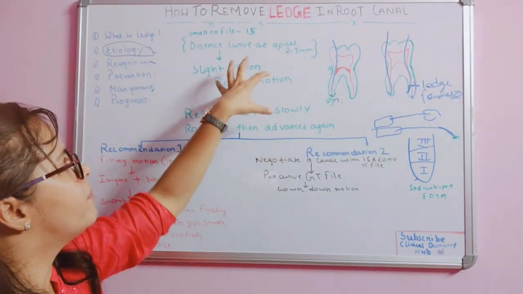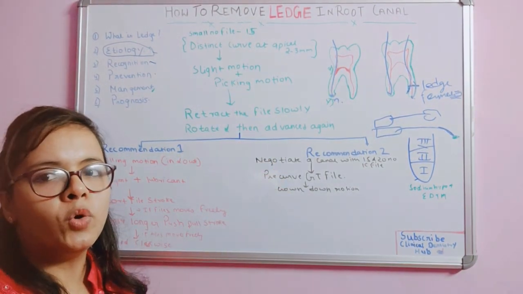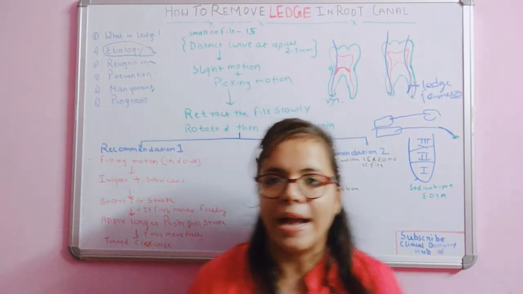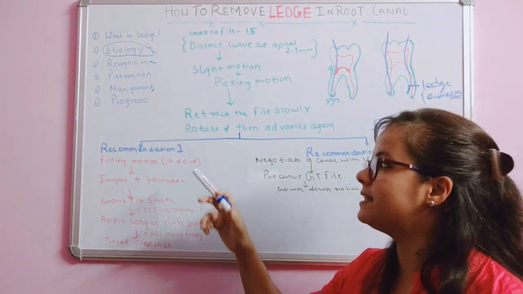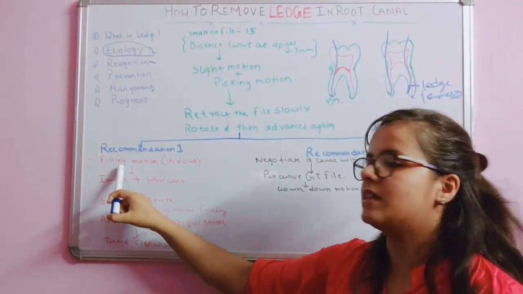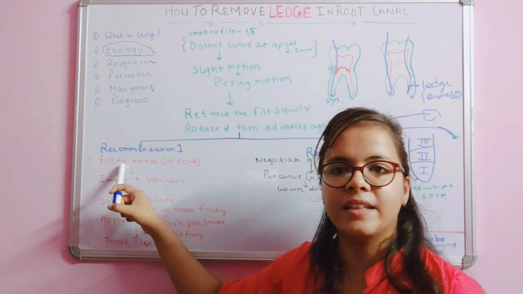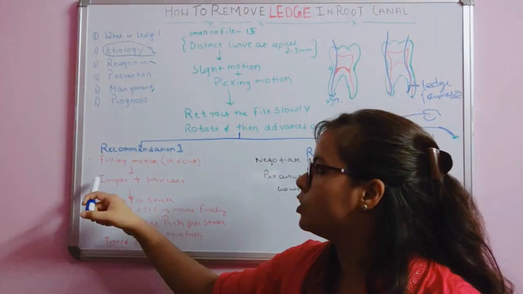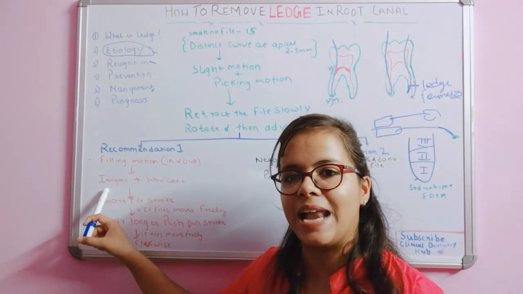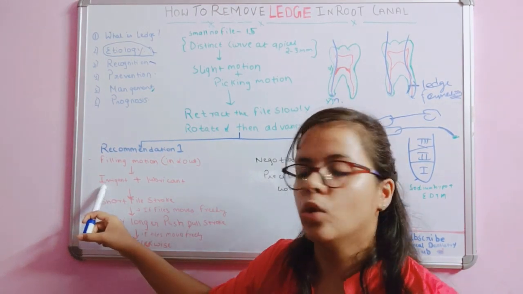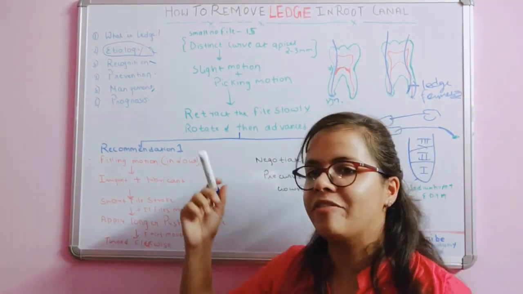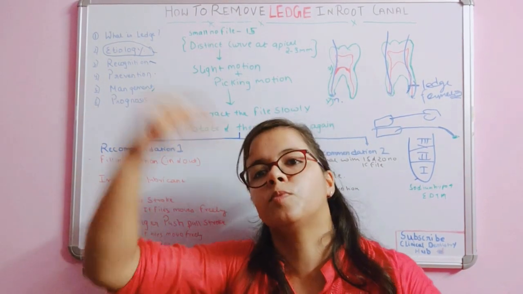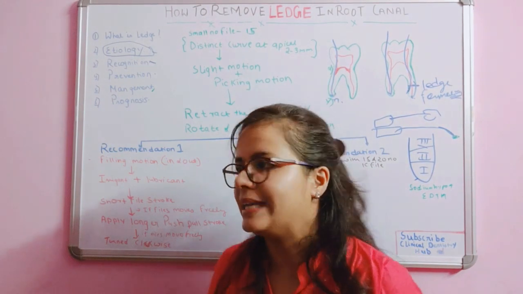Now when you have bypassed the ledge, there are two recommendations which you should always keep in mind. First, we have to use the file in a filing motion, that is in and out of the canal, and use a proper irrigant as well as a proper lubricant. And after that, a short file stroke. You just have to give a short stroke, not a large stroke where you go inside and just pull it.